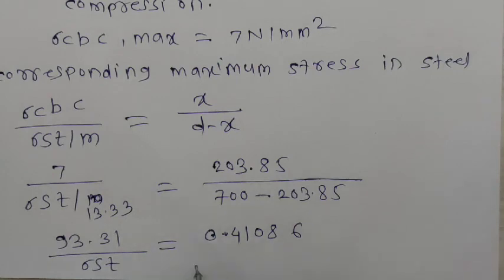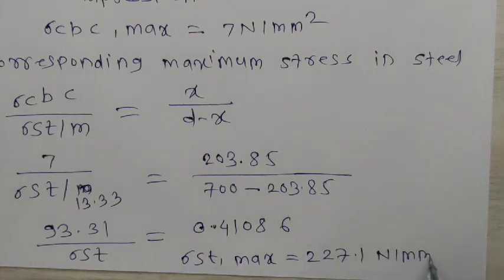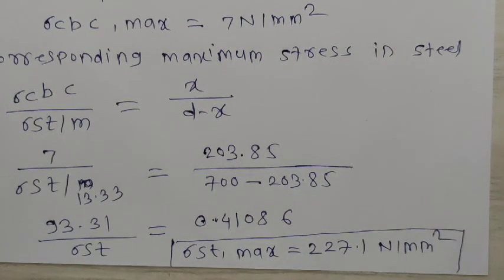Sigma ST max is 227.1 Newton per mm square. This is the final answer. Sigma ST maximum is equal to 227.1 Newton per mm square.